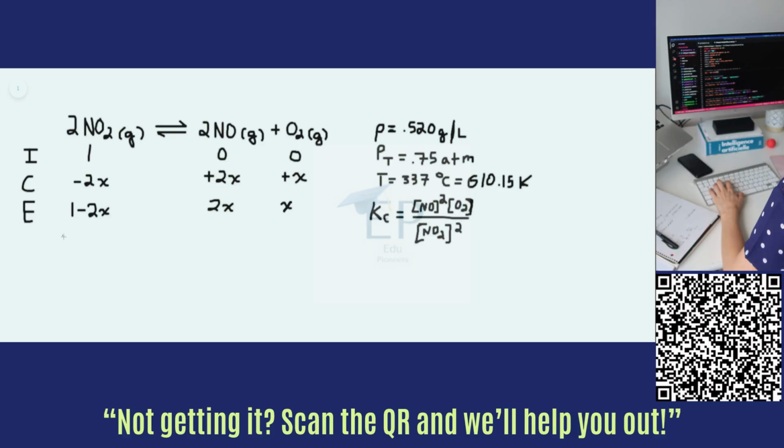So let's do the total number of moles, because we'll need this for the ideal gas law later. So I'm writing NT for the total number of moles. That's just going to be the sum of these 3 parts here. So 1 minus 2x plus 2x plus x. And this comes out to 1 plus x. So this is an equation for the total number of moles of gas at equilibrium.